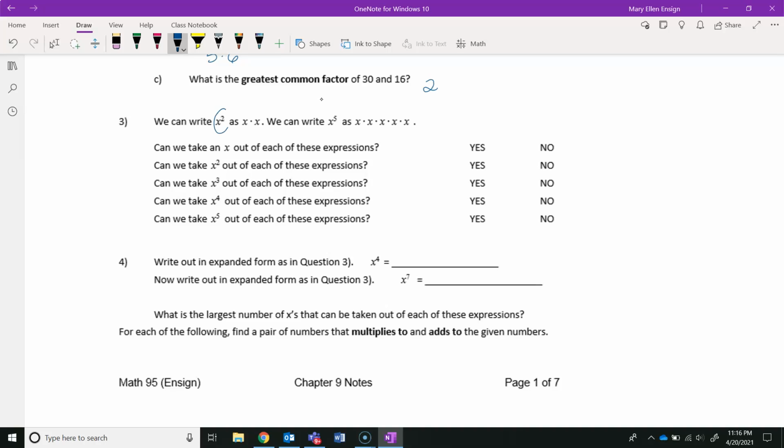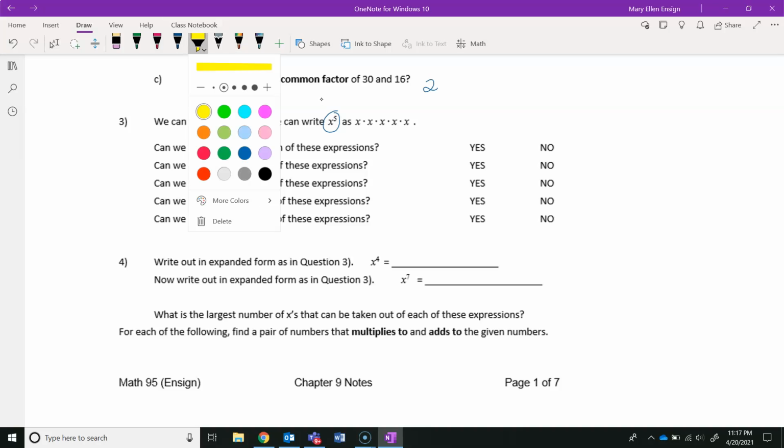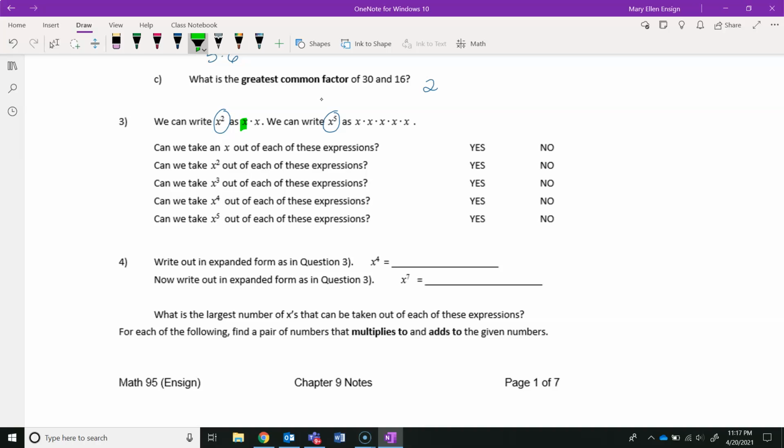So let's say we had x squared and x to the 5th. Okay. So just bear with me here when we talk about this for a second. So we can think of x squared as x times x. We can think of x to the 5th as x times x times x times x times x, right? So I want to know, can I take an x out of each of those expressions? Could I say, okay, I'm going to take an x from you, and I'm going to take an x from you? Well, yeah, I can. I just showed that with my highlighting. Can I take an x squared out of each of these? Yep, I can take a second x there and a second x there. That's x squared and x squared.